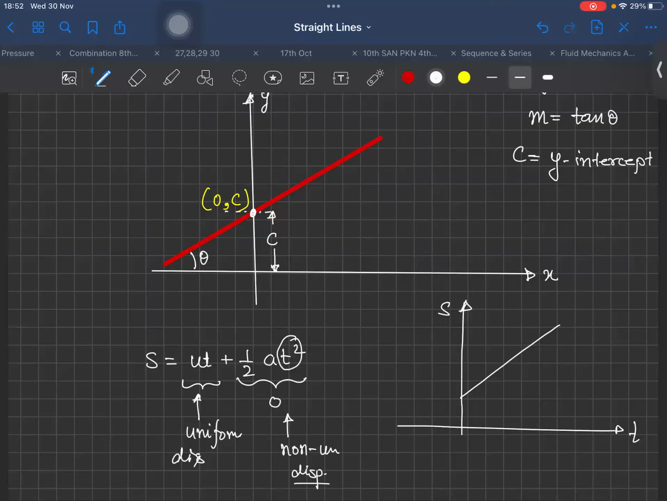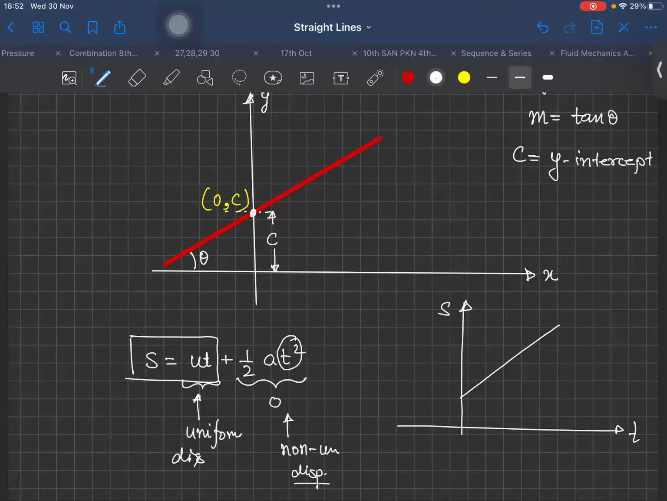So till now, what you have studied, till now you had studied only this. S is equal to ut. That means distance is equal to velocity into time. Distance is equal to speed into time. You have studied, no? So far you had studied. So we always get a straight line, right? So that portion here, acceleration is equal to 0.